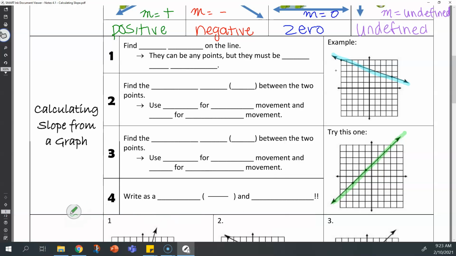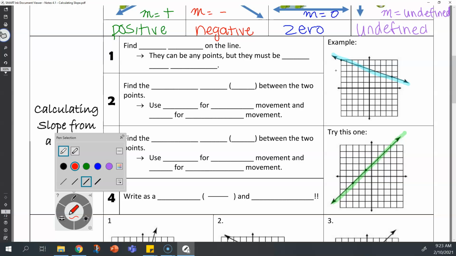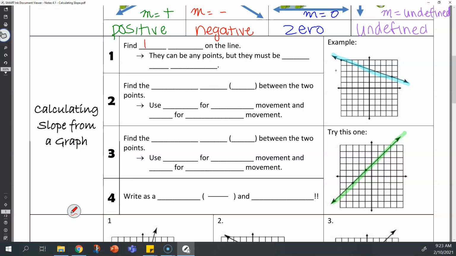So to find a slope from a graph, the first thing I want to do is find 2 points on the line. They can be any 2 points that fall on the line, but they must be on a corner of the graph. And what I mean by that is this. So for our first example, they gave us a point here and a point there. Okay, they already gave us 2 points. But if they didn't give us points, we could pick points for ourselves.